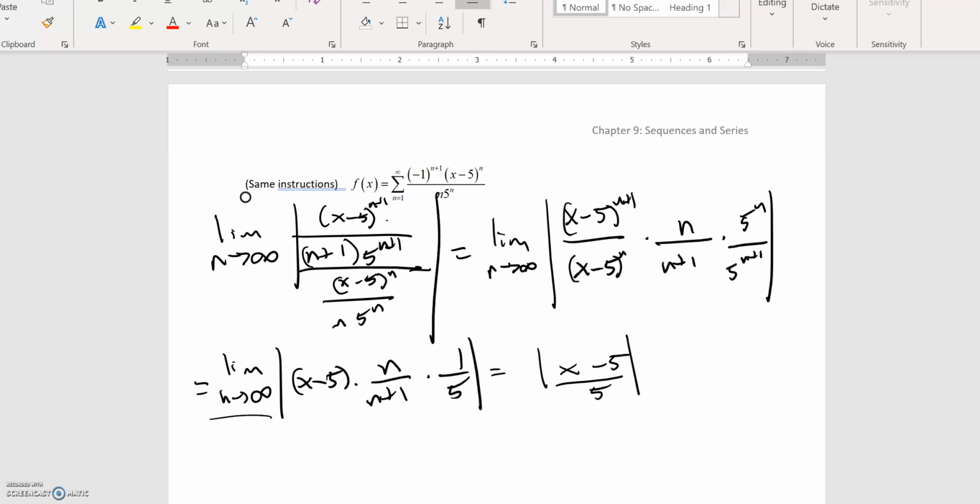Then we take the limit as n goes to infinity, and this is the only thing that has an n in it, and so it just goes away and becomes 1, and we got (x minus 5) over 5. Now it's a ratio test, so for this to converge, we want this to be less than 1, and now we're going to solve it. I'll pause it there. Why don't you pause it and just solve that yourself. See if you can remember how to do absolute value inequalities like that.